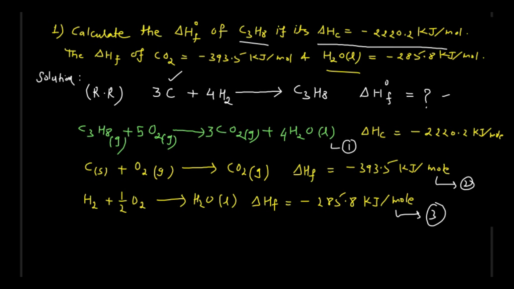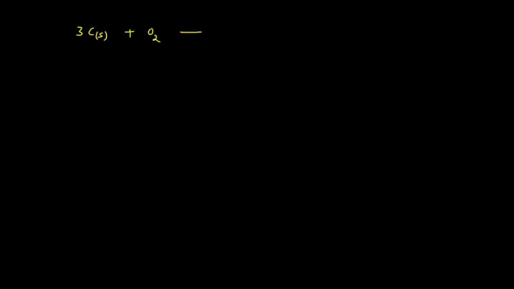You can see your required reaction has 3 carbons. That means you need to multiply your equation 2 by 3. When you multiply it by 3, only then will you have these 3 carbons. So here I am writing, sorry, I need to change the color. Your equation 2 multiplied by 3, and I'm calling this equation number 4.